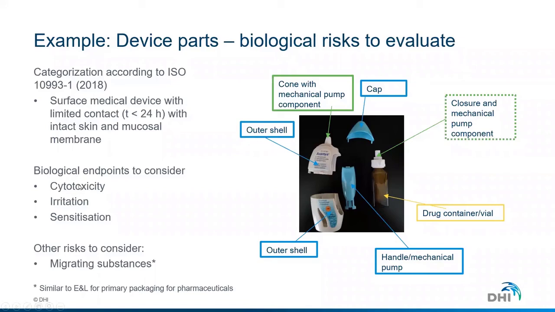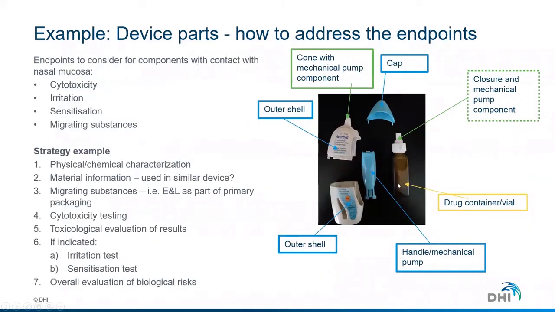So according to Annex A, then you need to consider cytotoxicity, irritation, and sensitization by skin contact and by mucosal membrane contact. And you can do that by having a strategy that covers, okay, I do physical and chemical characterization and description of the components of my device. So I describe what is the polymer materials in the cap, the outer shell components, the handle and mechanical pump, and actually even the label, as that is part of the outer shell of the device.